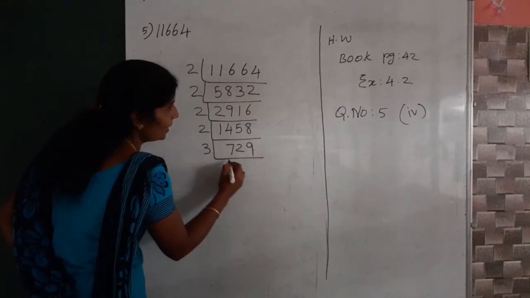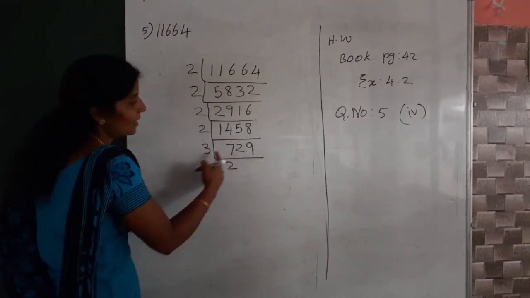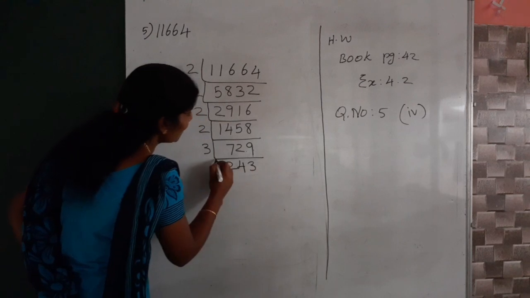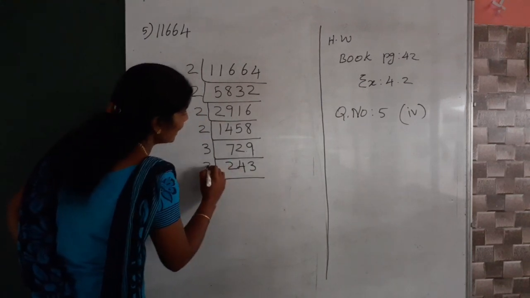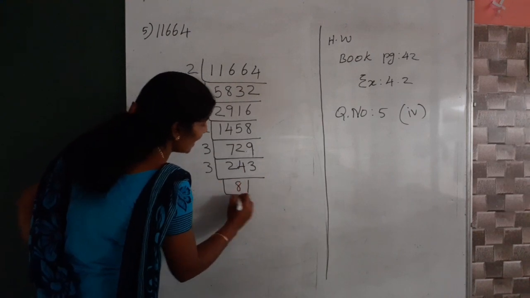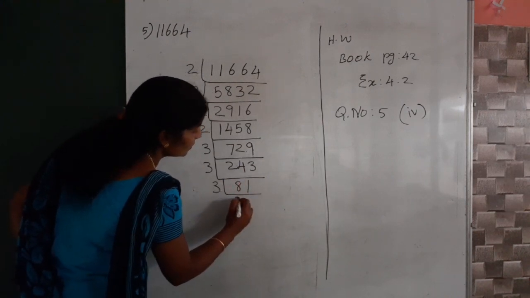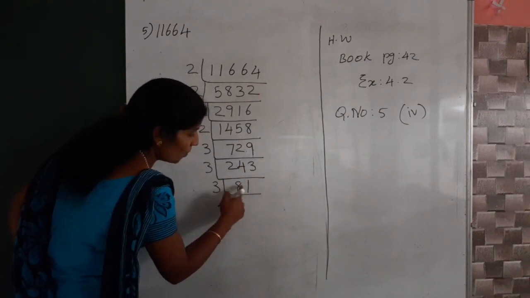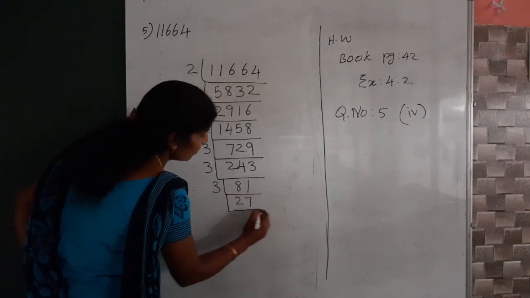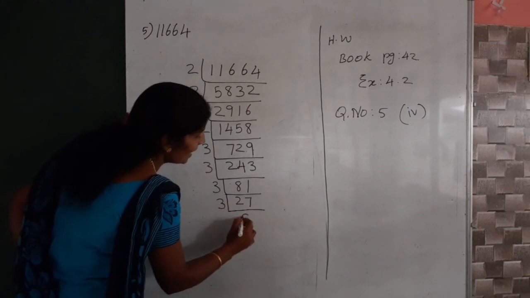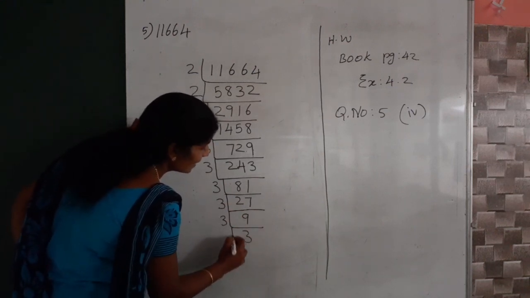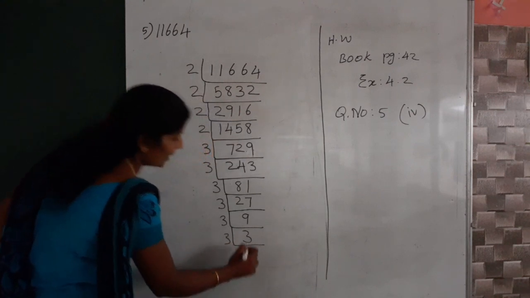Now 3 table. 2 3s are 6. 2 3s are 6. 4 3s are 12. 3 3s are 9. Now 3 table. 8 3s are 24. 1 3 is 3. Again 3 table. 2 3s are 6. 2 balance 21. 7 3s are 21, isn't it? Now 3 table. 9 3s are 27. 3 3s are 9. Then 3 table 1. Okay.